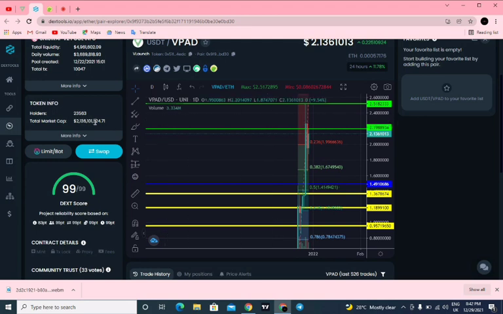Dex2 is displaying the market cap here, which tallied with exactly what I predicted the market cap to be. So the market cap is sitting at $2.1 billion. Yeah, it's sitting at $2.1 billion.